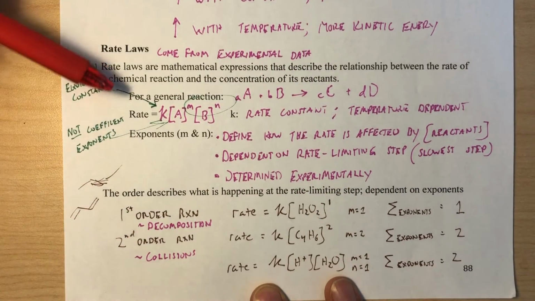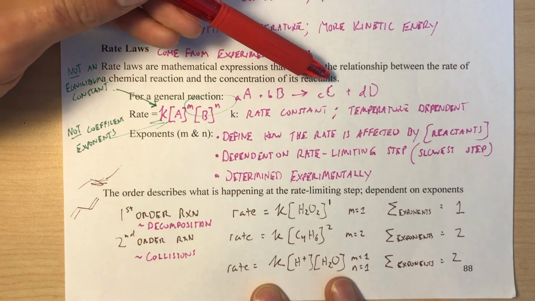So let's see how this works. For a general reaction, we have A reacts with B to form C and D.